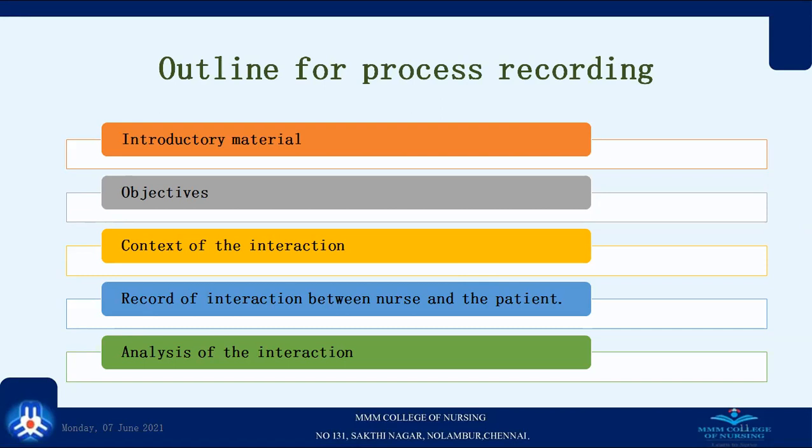We should not cut any part of it, and we should not remove anything from the record. Everything should be in the right manner; that is, truthful recording should be there. Then, analysis of the interaction. The analysis of the interaction should include the interpretation of verbal and non-verbal behavior, and the patient's thoughts and feelings. Everything should be analyzed by the nurse.